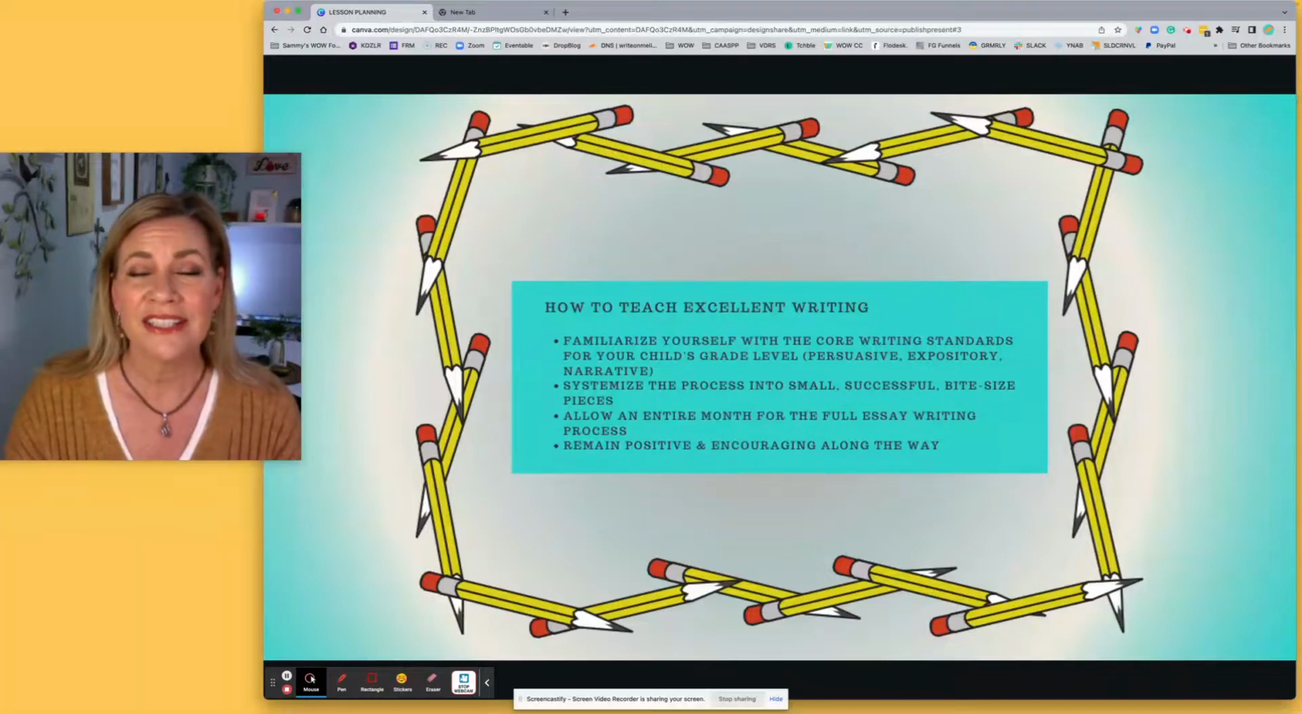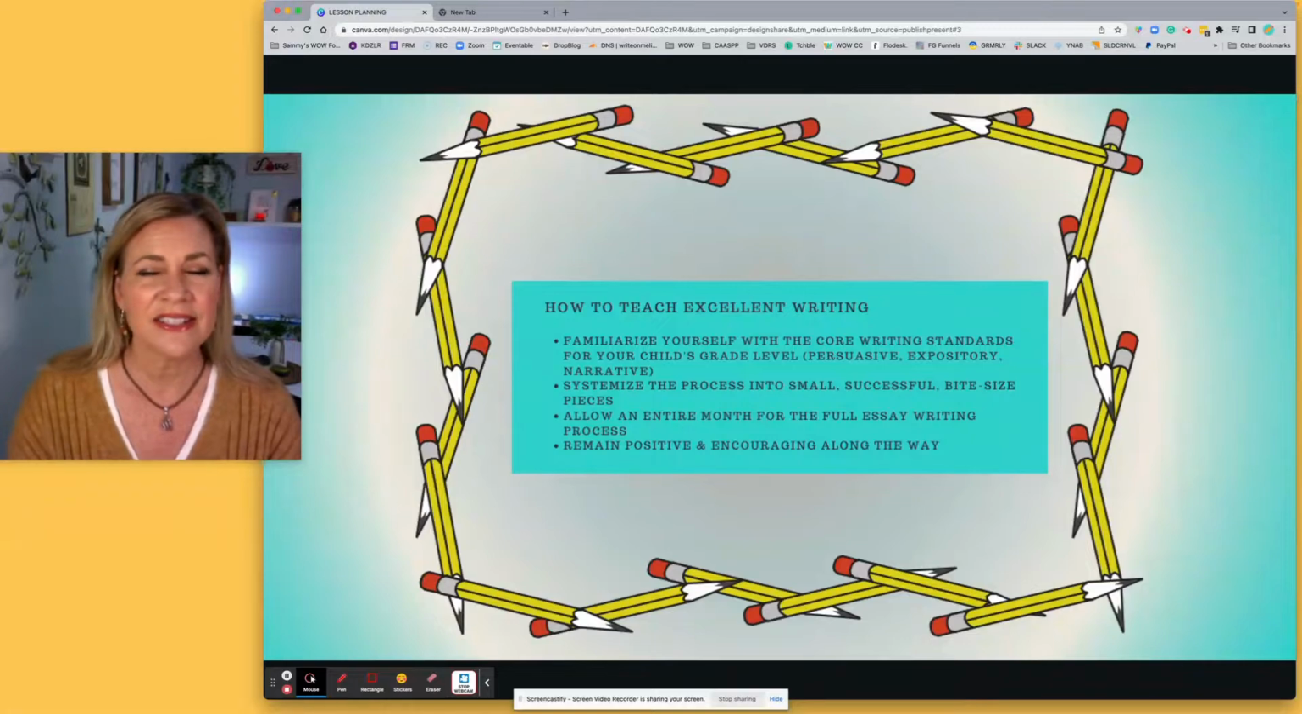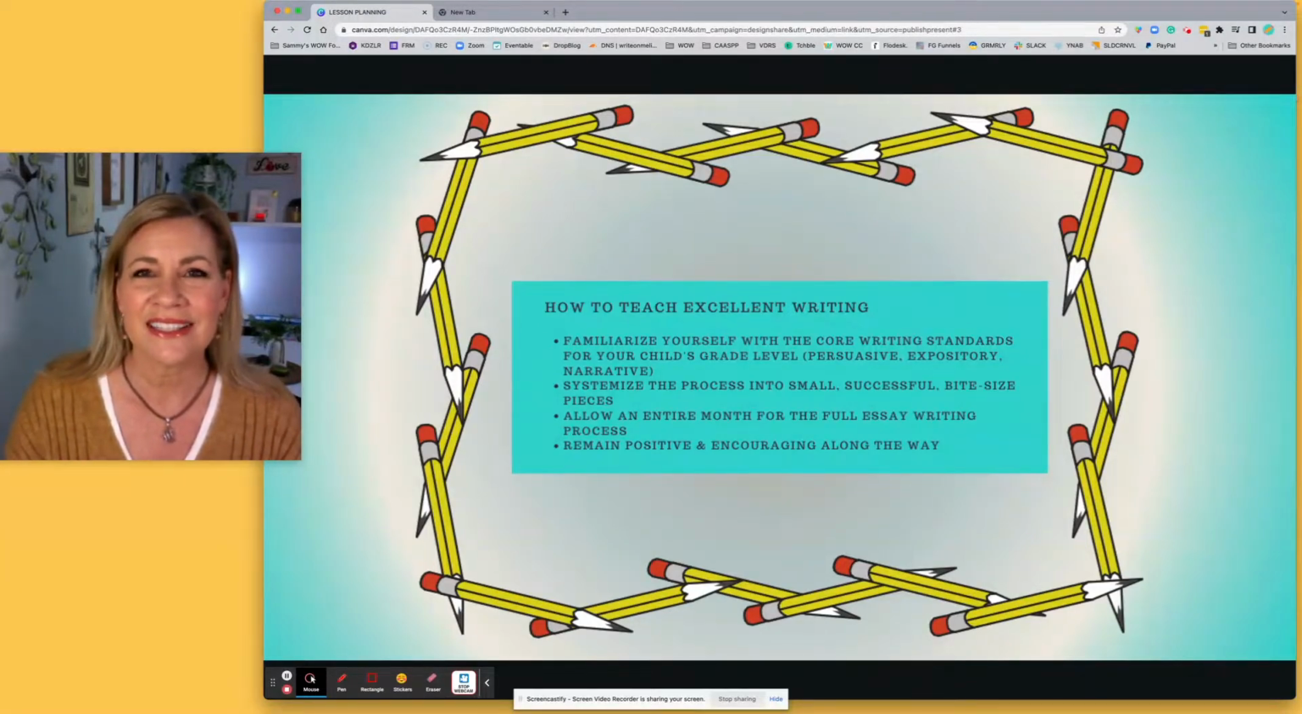I'm also going to teach you how to systemize the writing process. I have a system that's been working for years and years, and it makes each assignment a little bit smaller, more bite-sized, and that always leads to more success, less tears, less frustration, and that's always a win.